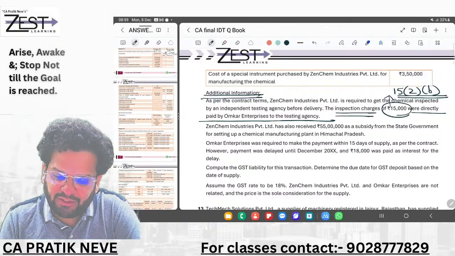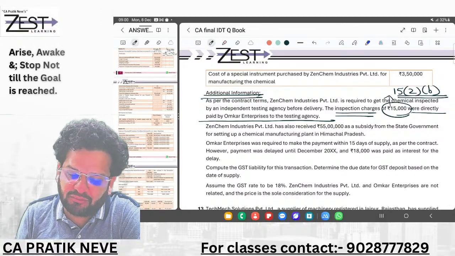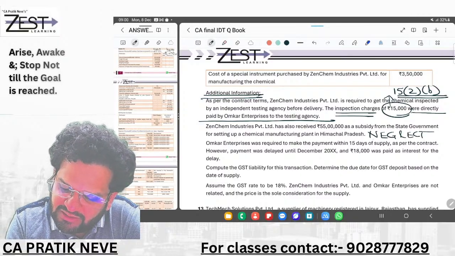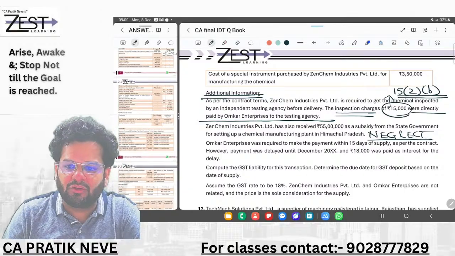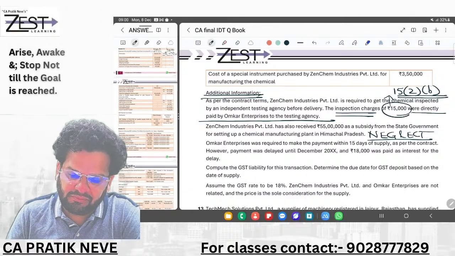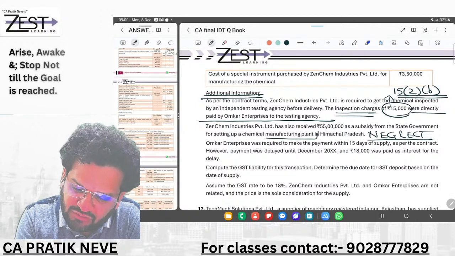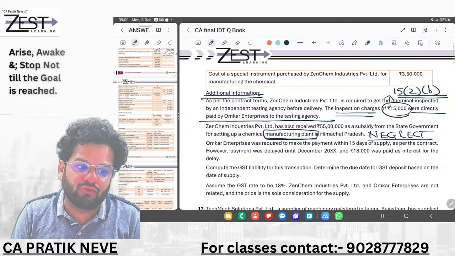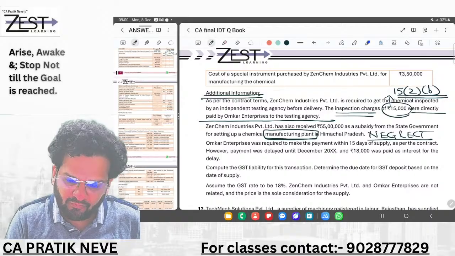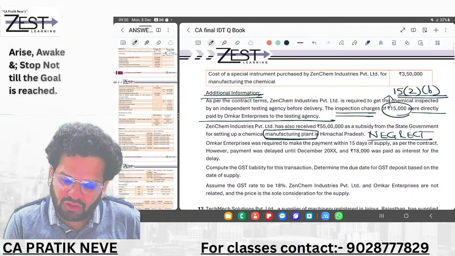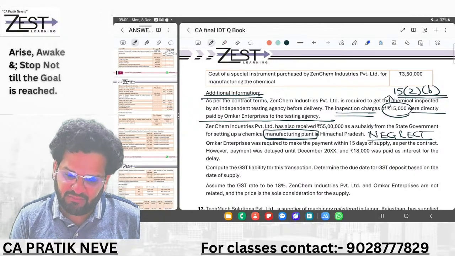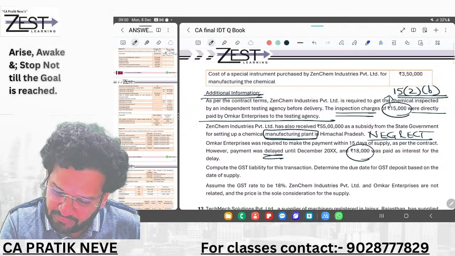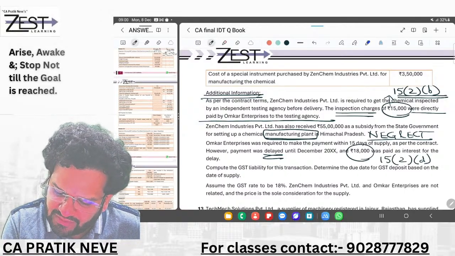Zenchem Industries Limited also received 55 lakh as subsidy from the state government. Neglect it. It is first of all a central or state government subsidy, so neglected. And it is for the manufacturing plant. It is a subsidy which is not even linked to the price of goods. It is a capital subsidy. Omkar Enterprises was required to make the payment within 15 days, but he delayed the payment and 18,000 was paid as interest. Please include interest in the value of supply.